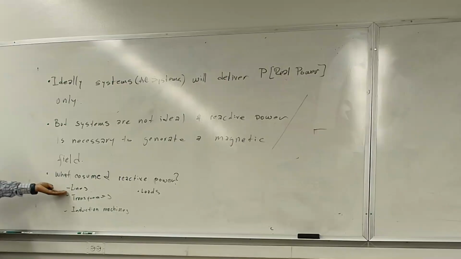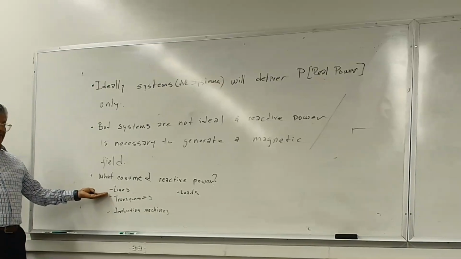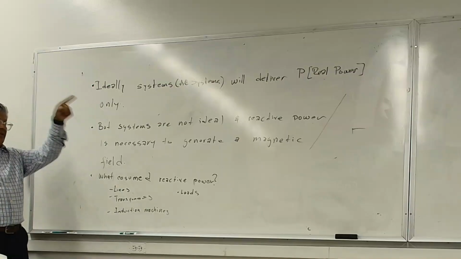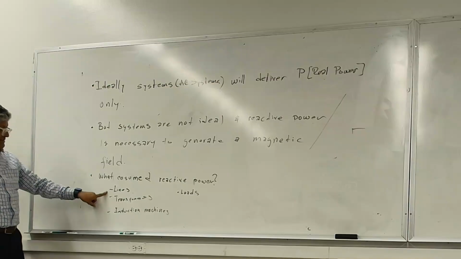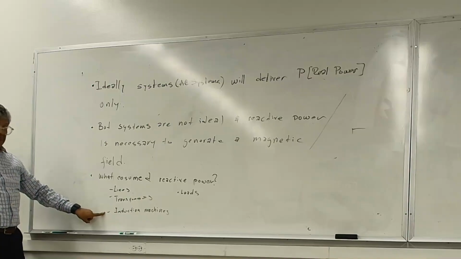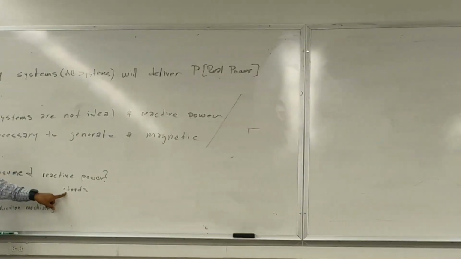So what consumes vars? Lines. They require reactive power. There's a magnetic field, right, that you develop when current is flowing. You're getting a magnetic and an electric field. So there's an inductance there. Transformers, they're big coils, so they're big inductors. Induction machines, yeah, both stator and rotor have copper windings, so therefore vars, L, and loads, right, in general.